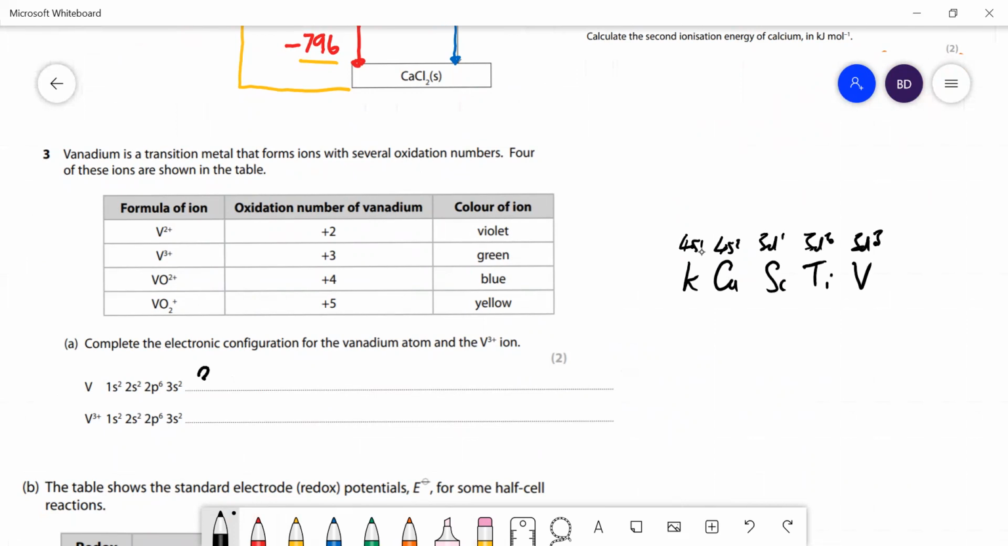So we're going to put down the 3d3, 4s2. Put the 3d first, because of course that's slightly lower in energy and it's got electrons in it. So when it's going to lose electrons, it's going to lose 3: 2 from 4s and 1 from 3d. So that's going to be 3d2 for that.